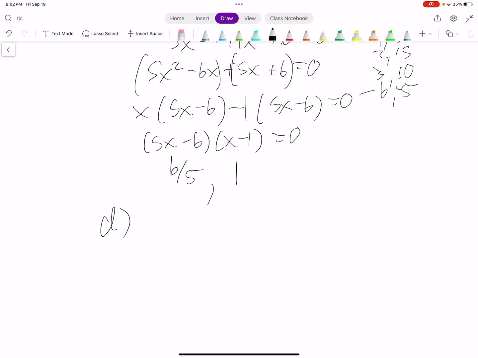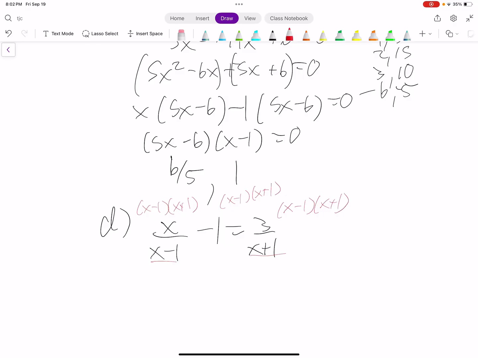D is x over x minus 1 equals 3x plus 1. So just like when we had fractions above, we had to find the LCM, least common multiple of the denominators. Okay? In this case, the LCM is (x minus 1)(x plus 1). So we're going to multiply each term by that LCM. We found it by just multiplying those two together. There's 3 terms here. Okay. So do all 3 terms.